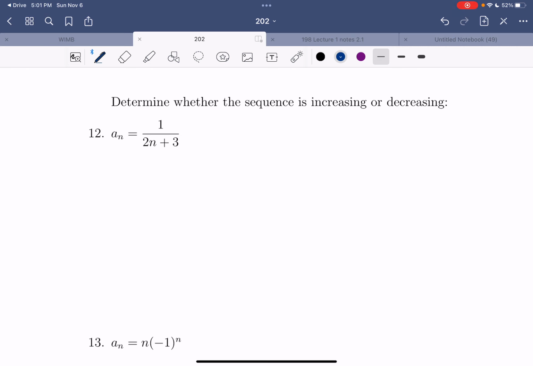So when I'm looking at 1 over 2n plus 3, if I look at the first 2 terms, when you plug in 1, that's 1/5. And when you plug in 2, that's 1/7. So this should be decreasing.